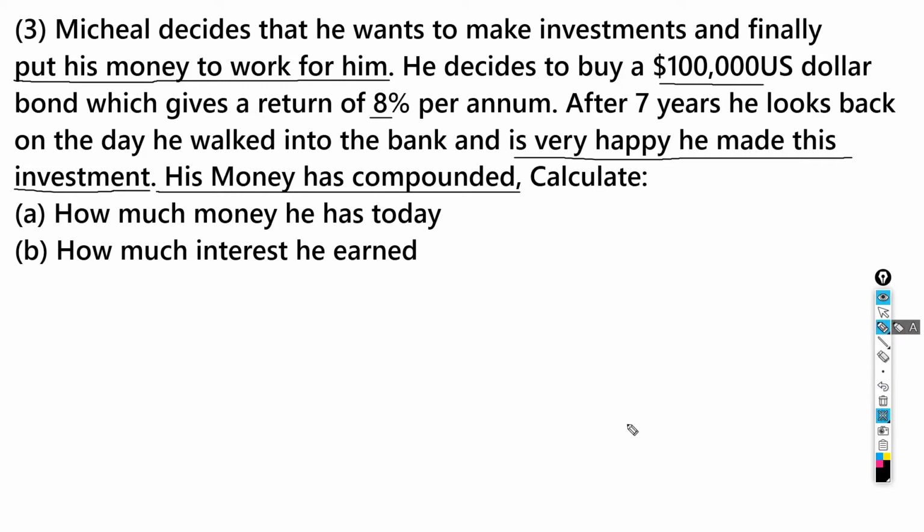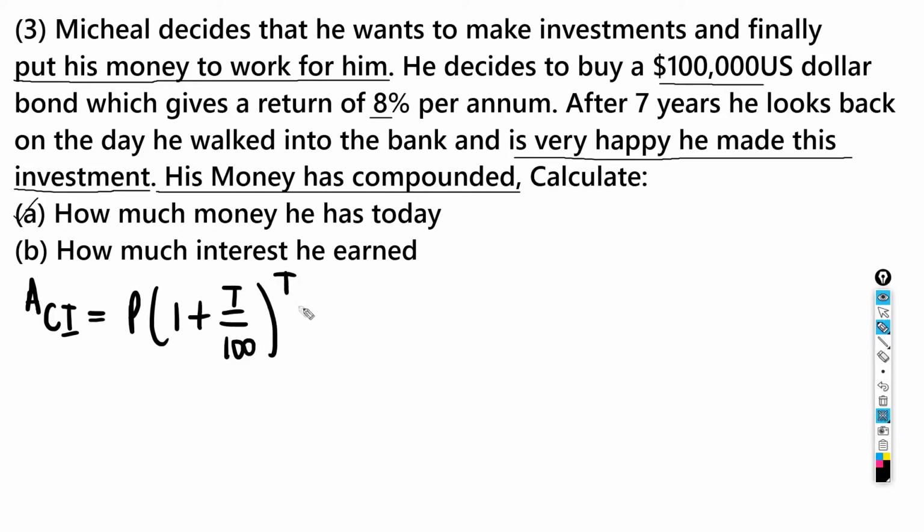Let's do the first question here. How much money does he have today? And remember the formula, guys. We're going to use the accumulated compound interest formula, so call it ACI. It's equal to the principal times 1 plus I over 100 to the T. Let's put the formula over here: ACI, that's the accumulated amount with the compound interest, is P times 1 plus I over 100 to the T.